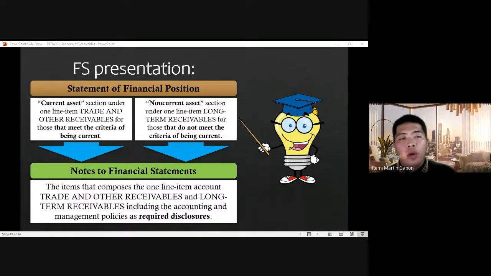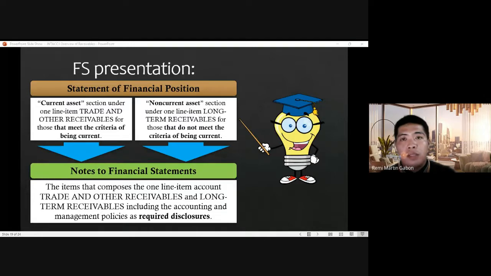So for the combined amount of trade and other receivables, all the items that compose our trade and other receivable account under current asset will be presented as part of the required disclosure to notes to financial statements, along with the accounting and management policies.